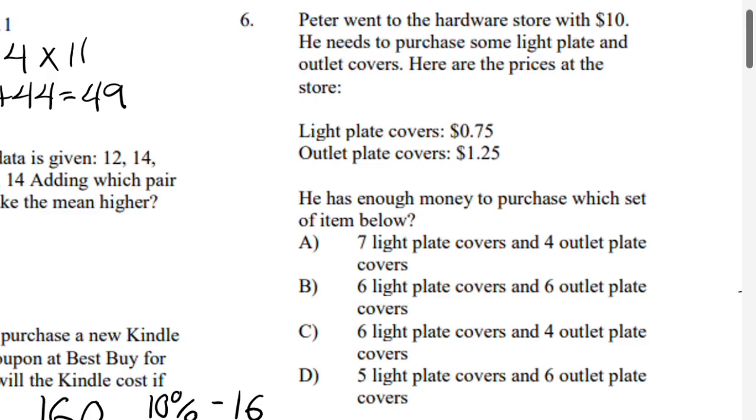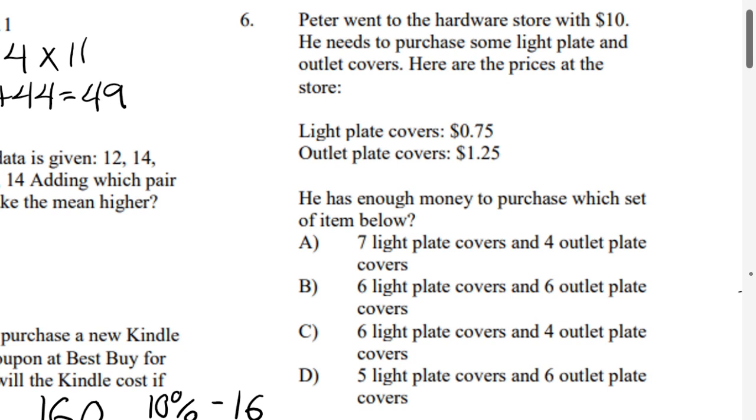Peter went to the hardware store with $10. He needs to purchase some light plate and outlet covers. Here are the prices at the store. He has enough money to purchase which set of items below? For this question, we need to think about if he has $10, he must need to purchase the smallest amount because 3 out of the 4 answer choices have to be wrong.